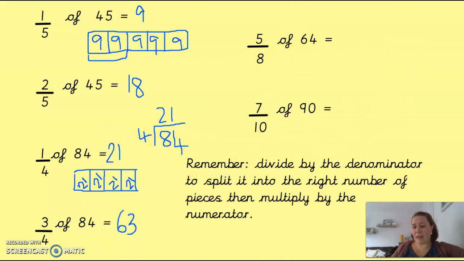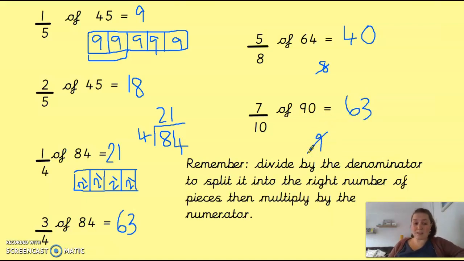Let's see if we manage to get these right without doing the 1/8 or 1/10 first. So 5/8 of 64. I'm going to have to find 1/8 first in my head. 64 divided by 8 is 8. And I'm going to just scribble that down there. Now I want 5/8. So 5 times 8 is 40. Okay, and I can get rid of that. Same here. I've got 7/10 of 90, so I'm going to be splitting into 10. 90 divided by 10 is 9. I'm just going to jot that down there so I don't forget it. I want 7 pieces. 7 times 9 is 63. Okay, hopefully you got those right.